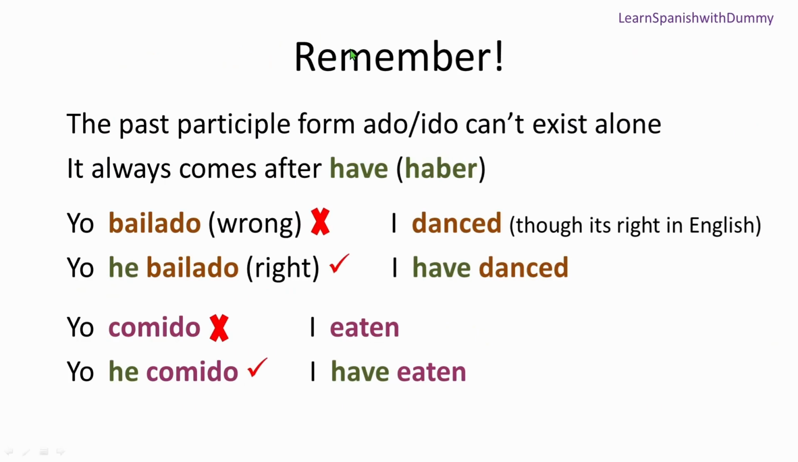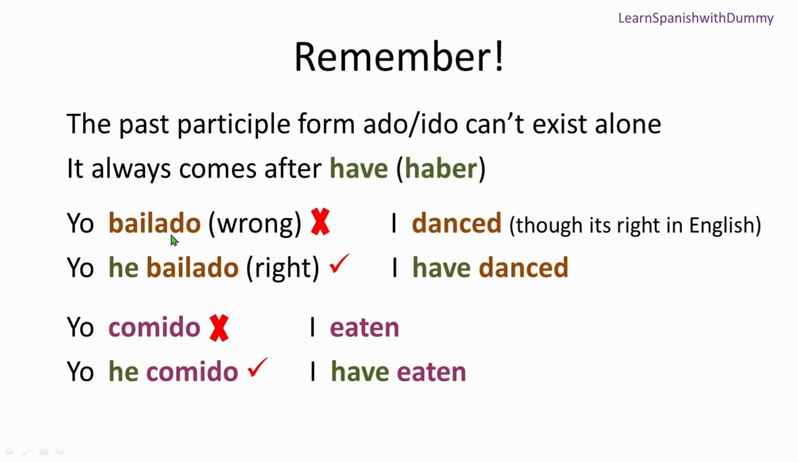Alright, now the rule says the past participle form ado or ido can't exist alone. What I'm trying to say is, for example, if I say yo bailado, right? Yo bailado means I danced, literally. It does make sense in English, I danced, but in Spanish, no.